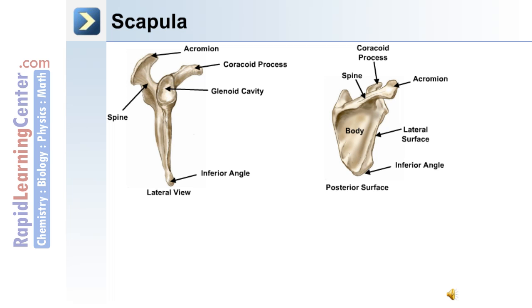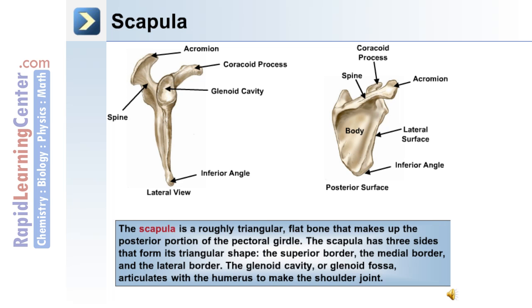The acromion is attached through a spine to the rest of the scapula. In the posterior surface, we can see the body, the lateral surface, and the inferior angle. The scapula is roughly triangular in shape. It's a flat bone that makes up the posterior portion of the pectoral girdle.